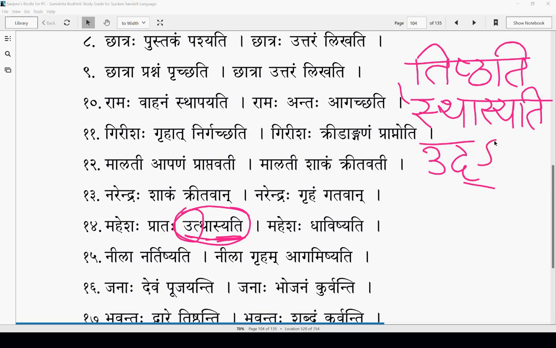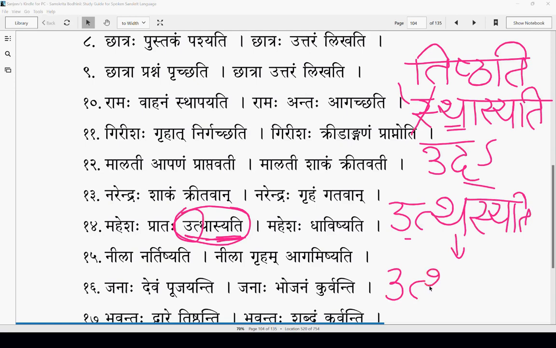Now when you add ud to this sthasyati, then this sa goes away. Sa is not used. This is slightly different, not straightforward like udgamya or something. So here ut, then sthasyati, only sa is not there. Utthasyati is the future tense. Now if you want to convert this to lyap, because there is ut here, then you get utthaya. So here you remove syati and add aya, utthaya.